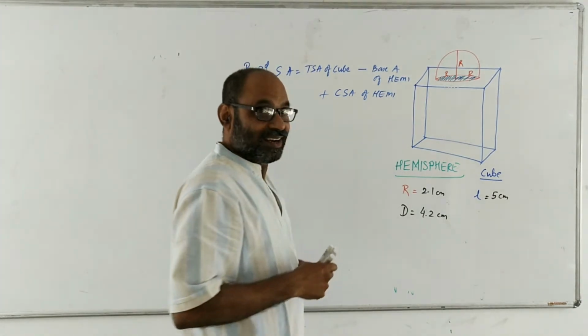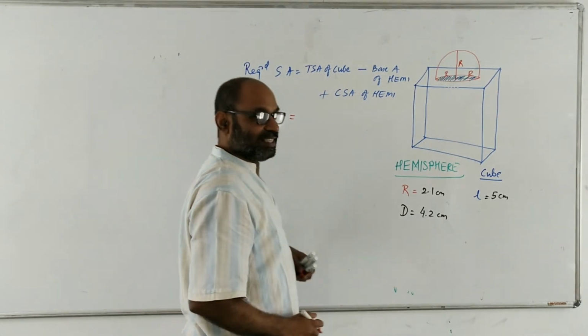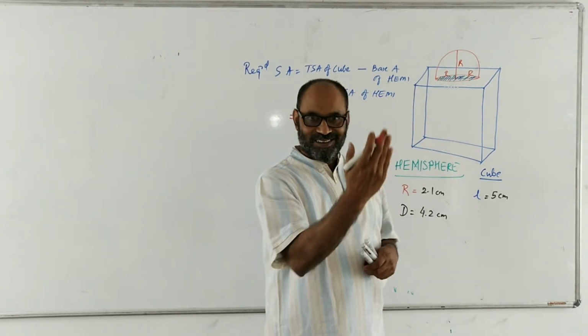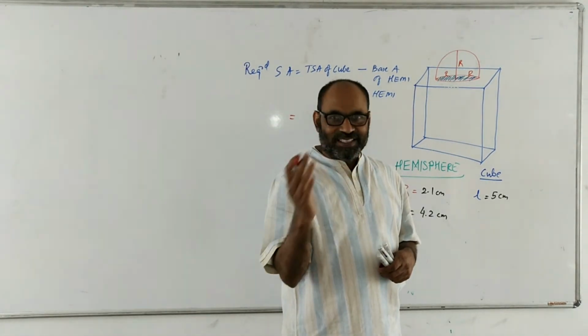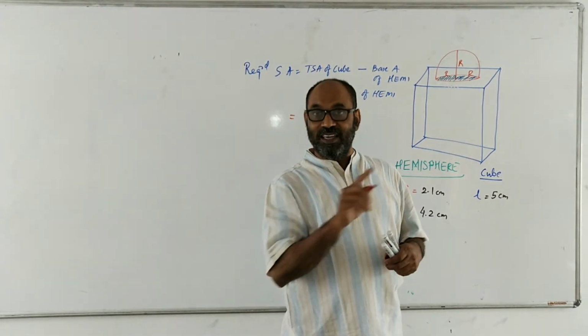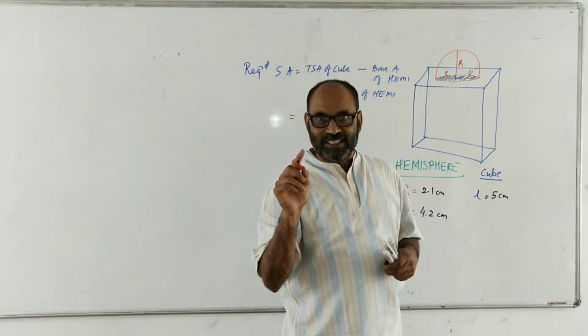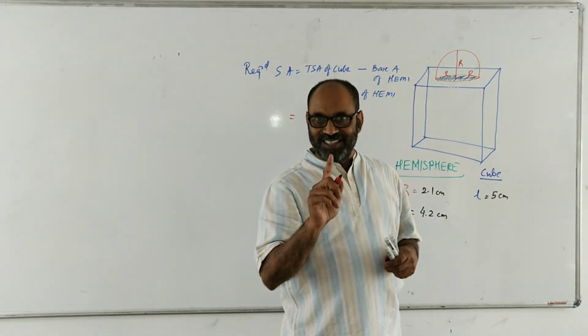चलिए start writing the formula one by one. What is the total surface area of cube? Yes, it has 6 faces and each face has the same area. Each face is a square with length L. So L square. Area of one face is L square.